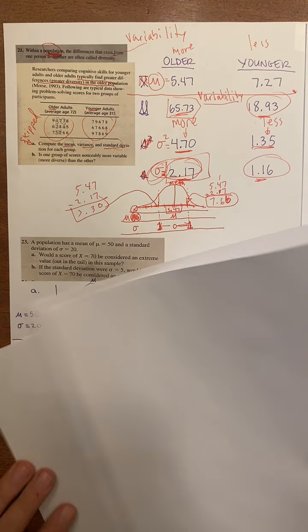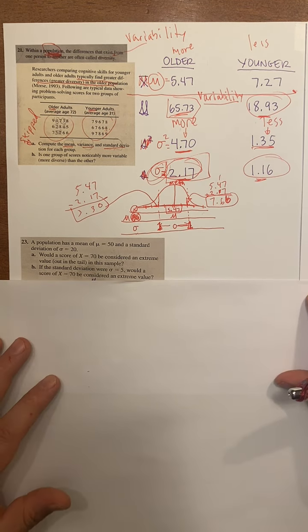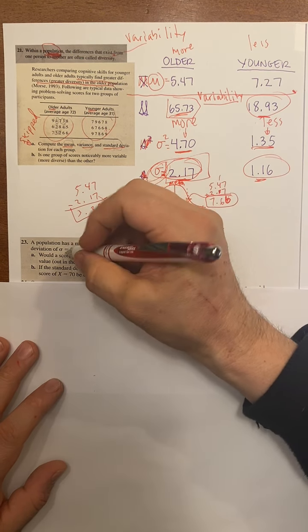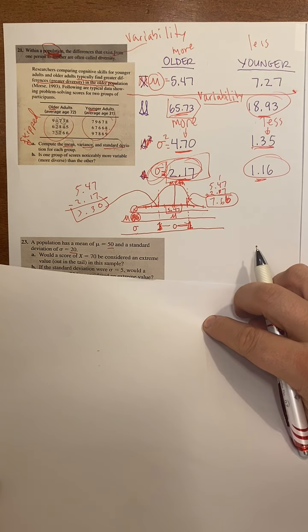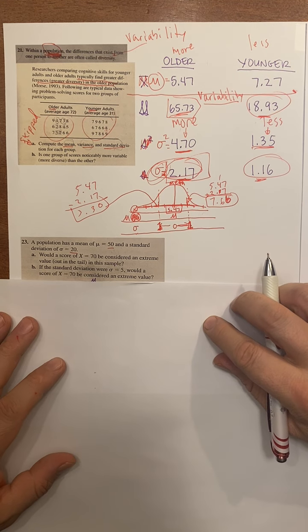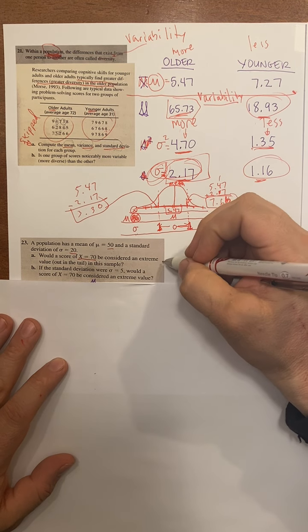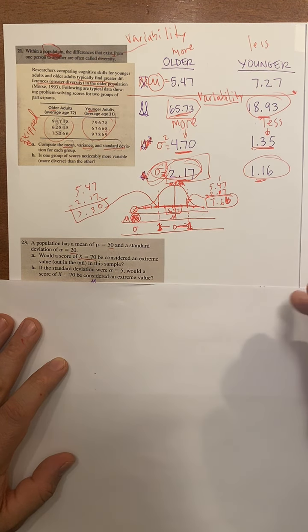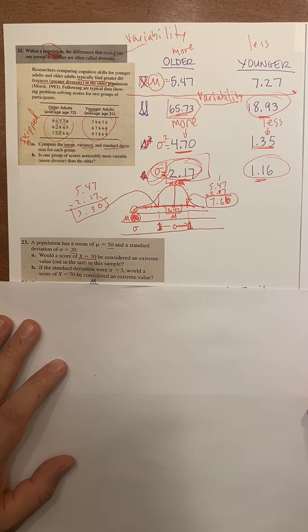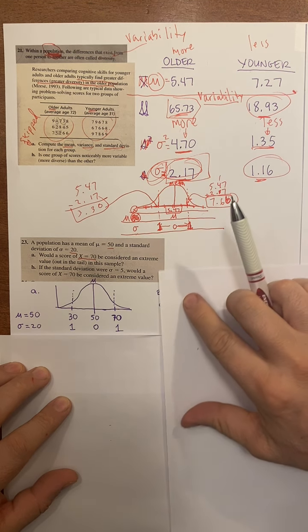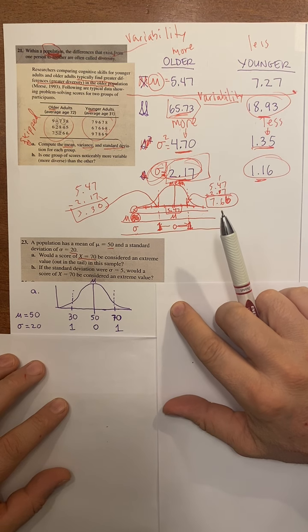So number 23 says, a population has a mean of 50 and a standard deviation of 20. Would a score of x equals 70 be considered an extreme value out in the tail in this sample? Okay, so to answer this question, let's just kind of see what we would do in terms of drawing it.